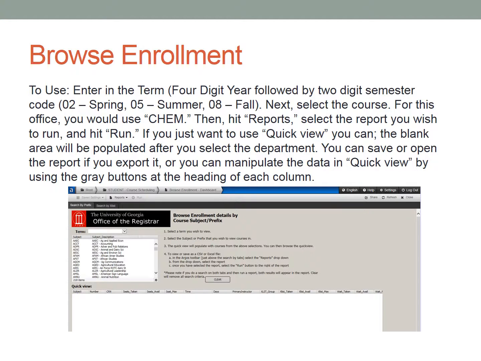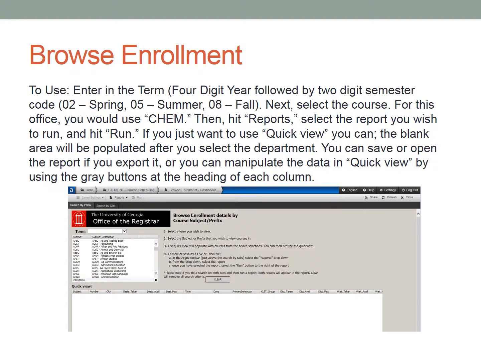So this is the screenshot of what this looks like. To use this screen, it's pretty simple. You'll just select the term from the drop-down menu. So the term is just going to be the 4-digit year followed by a semester code. For spring, that's 02. For summer, that's 05. And for fall, it's 08. Next, you'll select the course. For this office, you're of course going to use Chem.